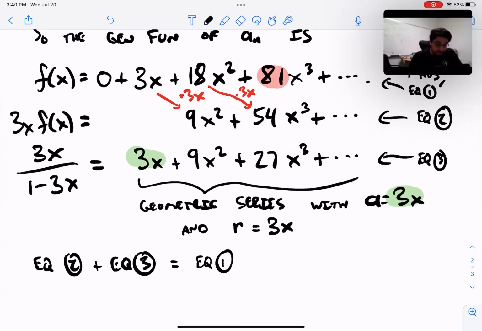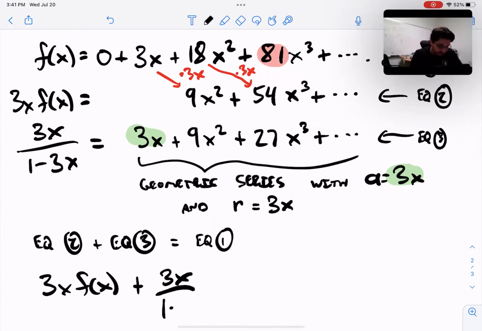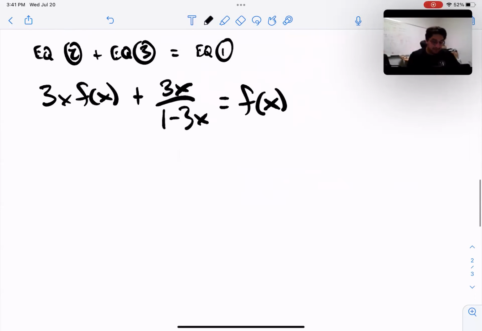So let's write that out. What does that look like algebraically? It looks like 3x f of x plus 3x over 1 minus 3x equals f of x, right? Well, now there aren't any infinite series anymore. Now it's just finite expressions, right? Solve it for f, and we'll get a closed form for our generating function.